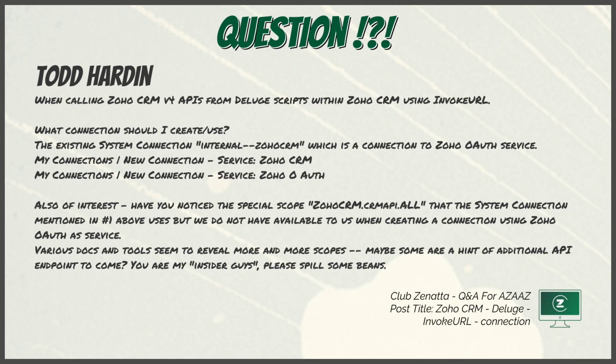Todd is asking, when calling Zoho CRM v4 APIs from Deluge scripts, using the invoke URL task, what connection should he use? And Todd notes that there's an existing system connection called internal Zoho CRM. You can also create a new connection and choose either Zoho CRM as the service or Zoho OAuth as the service. Then he's asking, have you noticed a special scope, Zoho CRM.CRMAPI.all, that's in the system connection one? Is that available to use in some of the other services?